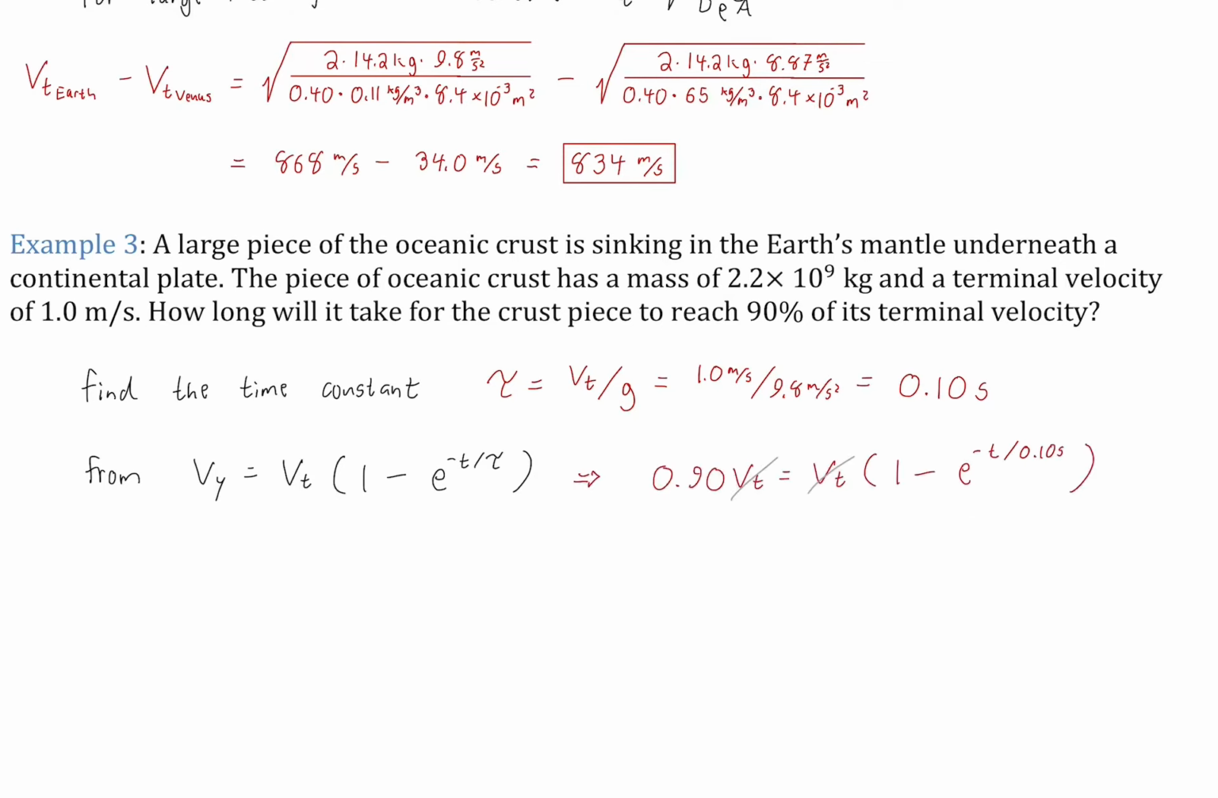All right, so then we're going to plug in. We know we want our final instantaneous velocity to be 90% of Vt, so I just plug that in. I leave Vt over there so they cancel out, and then it's just a matter of solving for it, okay? So then I want to isolate and solve for t. How am I going to do that?